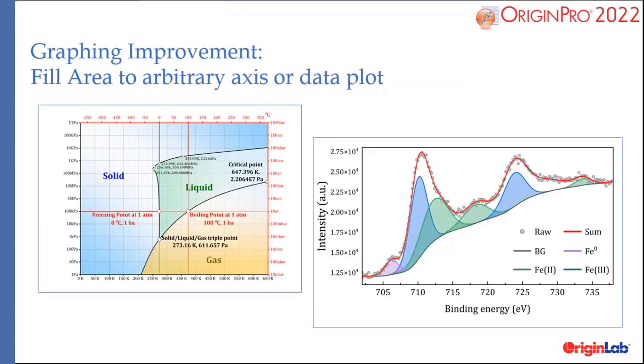Several graph improvements have been made as well. The left side and the right side are examples where the fill area can be extended to the arbitrary axes, top, bottom, left, right, or to a particular curve, which allows you to create a phase diagram such as the one on the left. And on the right, individual peaks have been color filled to baseline for the spectrum.